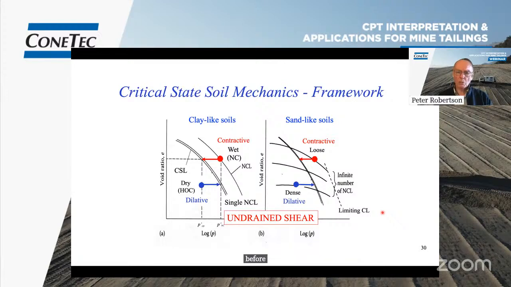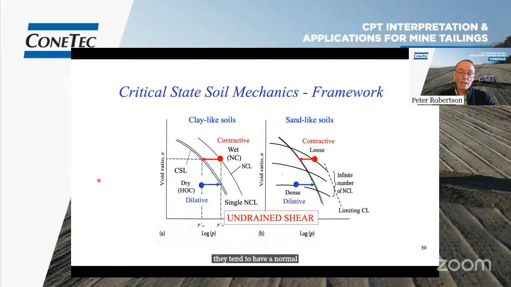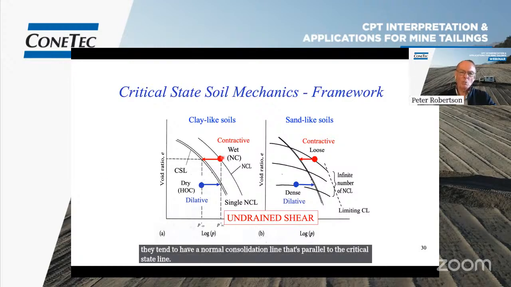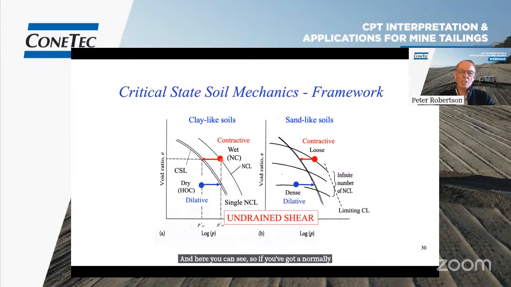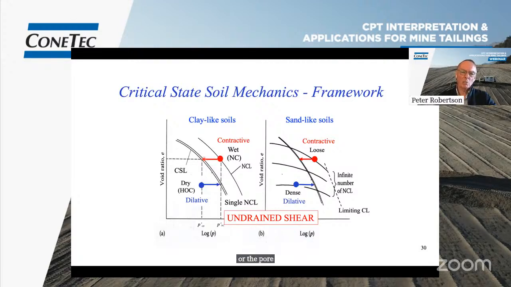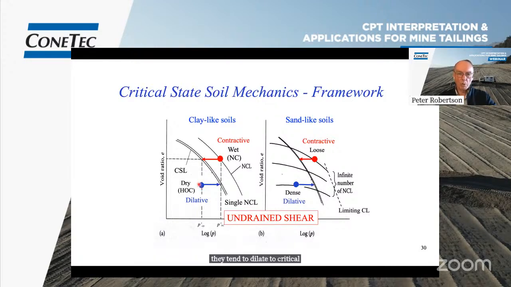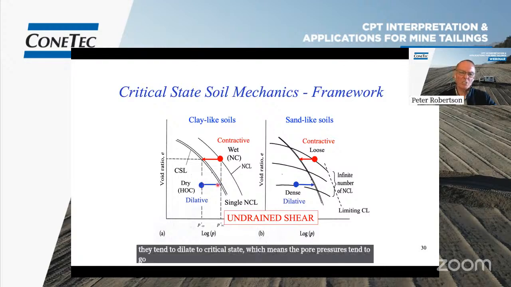So let's look at the critical state soil mechanics framework because it's quite powerful. On the left is the clay-like soils. The thing about clay-like soils is that they tend to have a normal consolidation line that's parallel to the critical state line. If you've got a normally consolidated clay and you test it undrained, it tends to contract, or the pore pressures increase, to critical state. If you've got an over-consolidated clay, it tends to dilate to critical state, which means the pore pressures tend to go negative and the effective stresses go up.